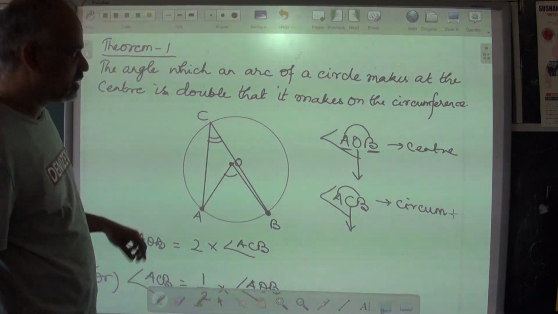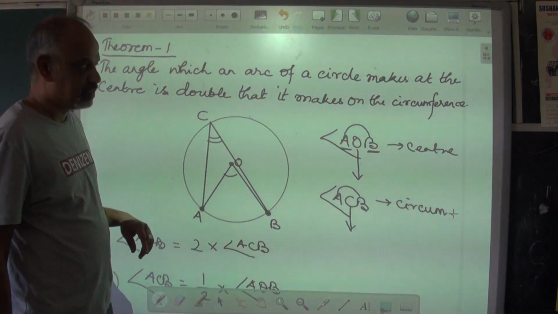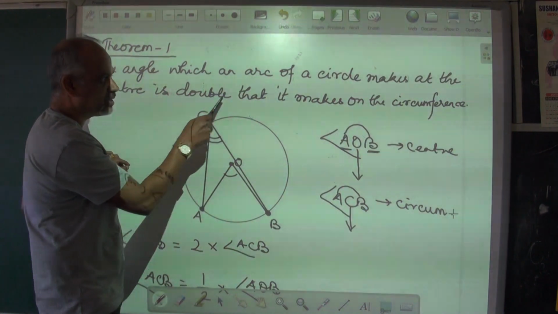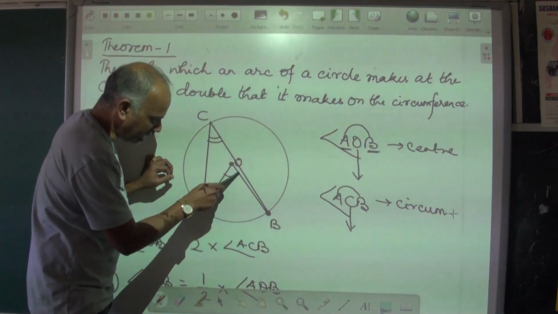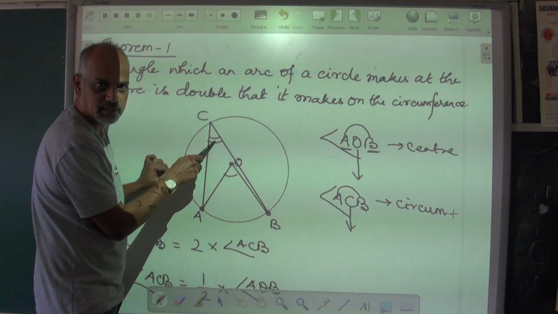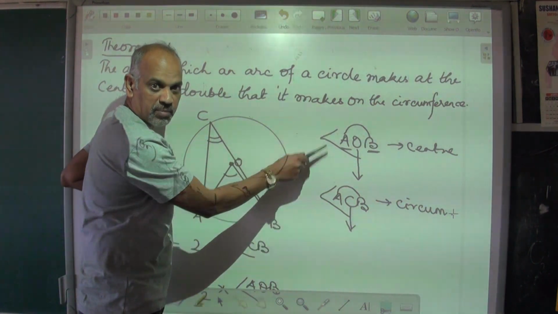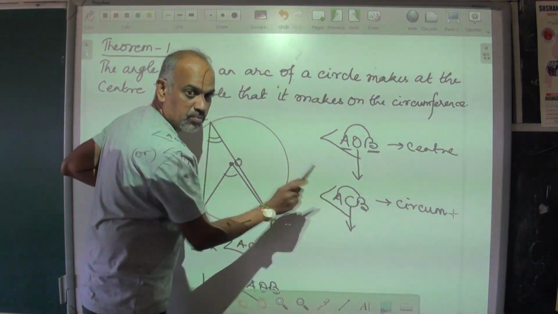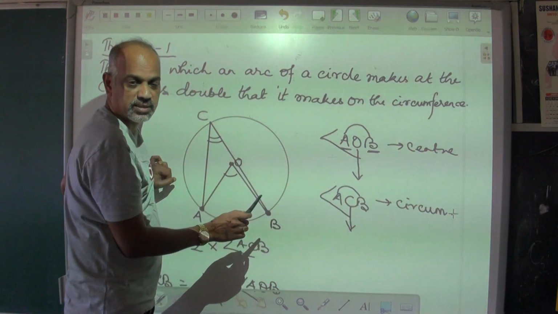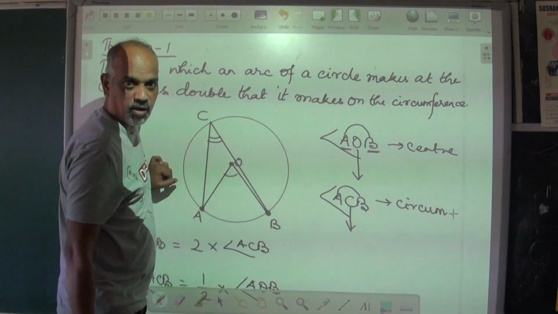According to this theorem, it says the angle which an arc of a circle makes at the center is double that it makes on the circumference. This angle made at the center will be double of whatever is made on the circumference. But both these angles should be made by the same arc. So check and see whether both of them are made by the same arc. AB, AB. Both are made by the same arc. But one is made at the center, one is made on the circumference. So the angle made at the center will be double of whatever is made on the circumference.